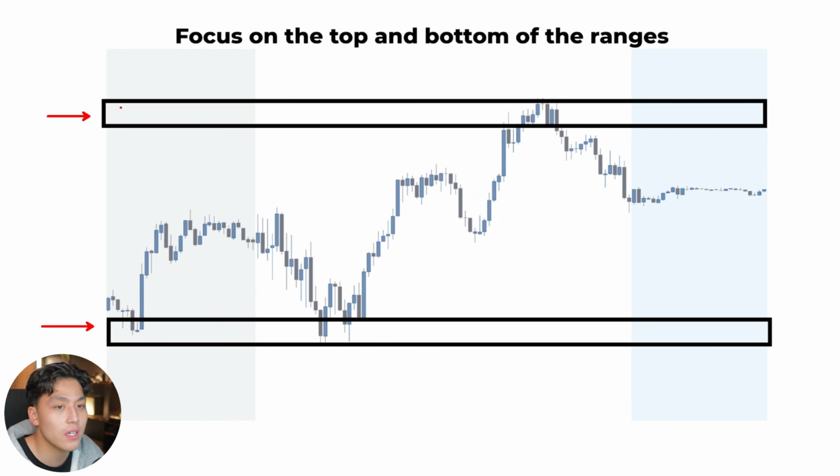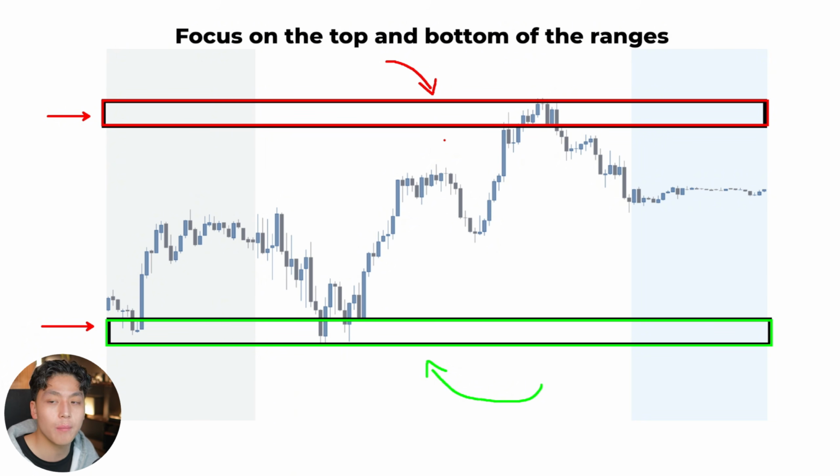As you can see here, what we want to do is mark out the top of the range, and we also want to mark out the bottom of the range. What we're doing here is essentially boxing this in. We're boxing in the previous day lows, and we're also boxing in the previous day highs. And this is what's called the box strategy. The reason why we're boxing them in is, as mentioned, we're focusing on the top and bottom of the ranges, which is going to be key.